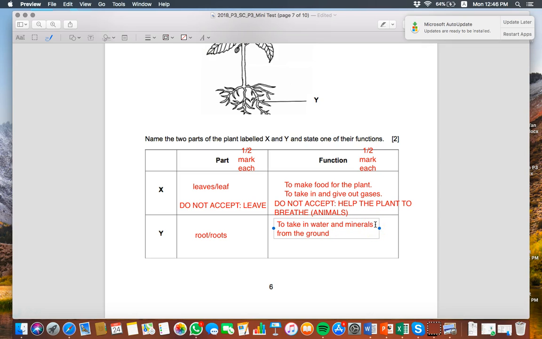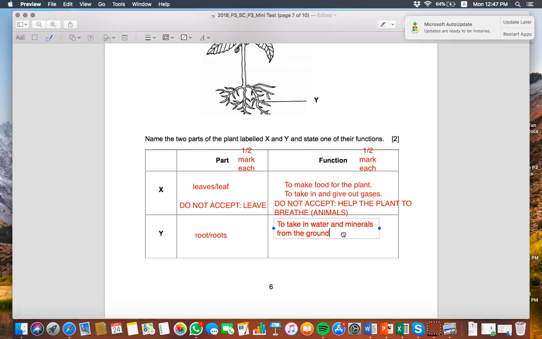Okay, water and minerals. If you just say to take in water from the ground, I'll give it to you now. But usually when you take in water, you are also taking in the minerals because the minerals are dissolved in the water. So when the plant takes in water, the minerals are actually also being absorbed together with the water. So we said to take in water and minerals. So please take note, and minerals. Okay.